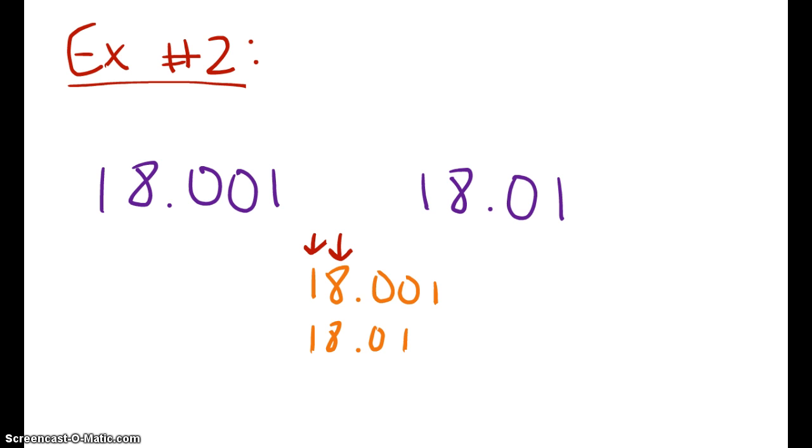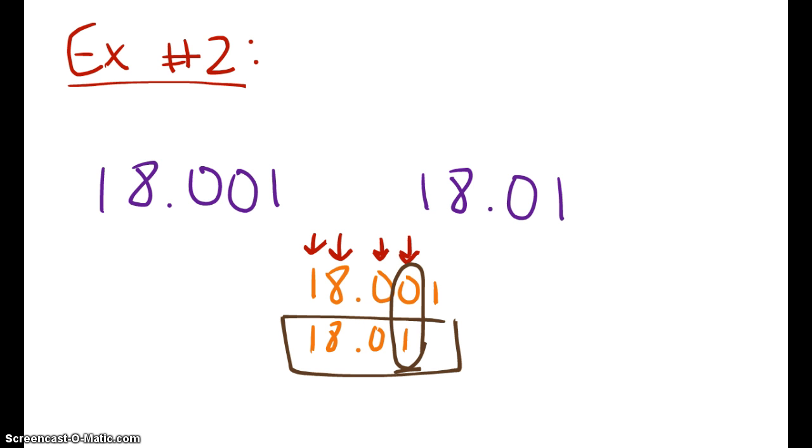Moving on to my decimals. The 10th place tells me nothing. They both have 0s. My 100th place, though, gives me an answer, because I have a 1 down here, and 1 is bigger than 0. So this is my greater number. Again, the bigger side goes toward the bigger number. So the way I read this, it says 18 and 1,000 is less than 18 and 100.